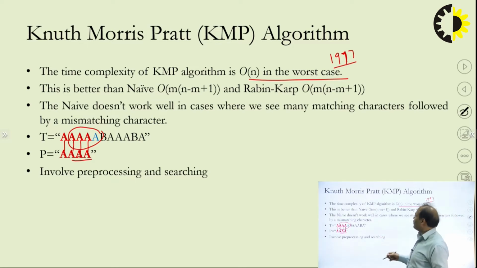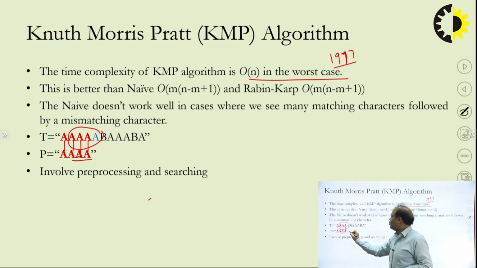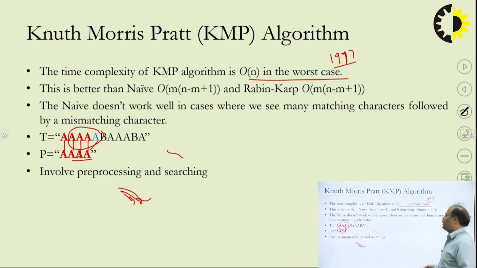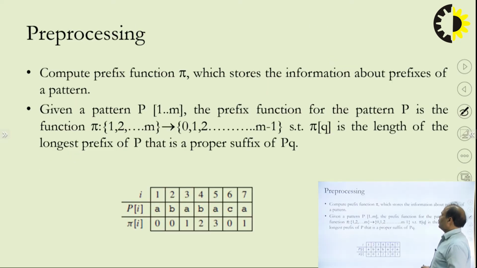If we apply Knuth-Morris-Pratt, it will not match the 3 characters at the beginning. Knuth-Morris-Pratt will match only this character, right? So you will see that this involves pre-processing. Actually, this tries to find out how many prefixes there are which have already been matched in the text. So this computes the prefix function pi, which stores the information about prefixes of a pattern.